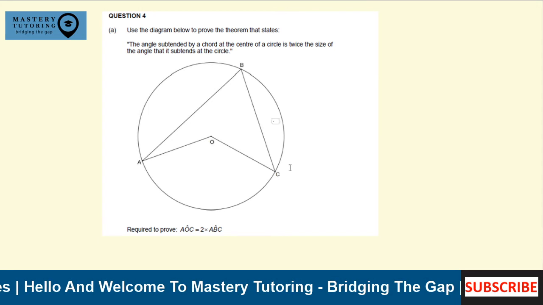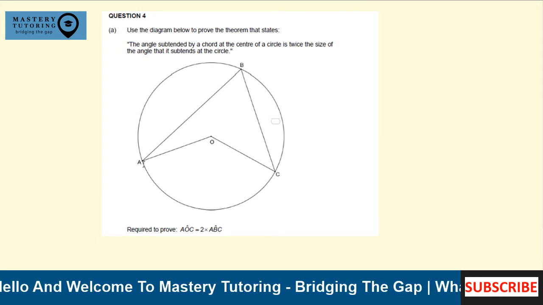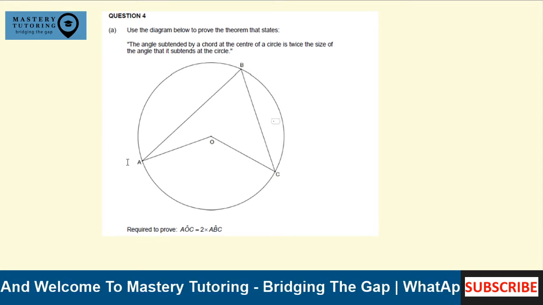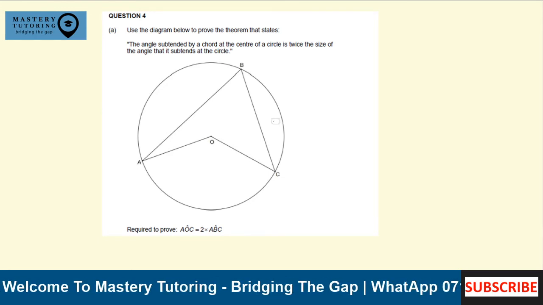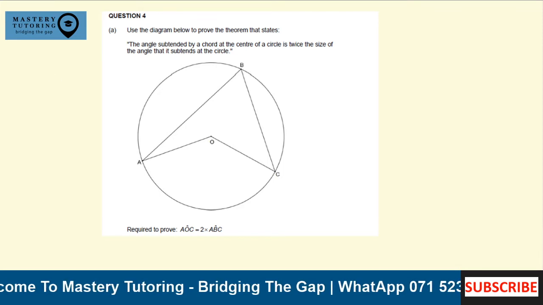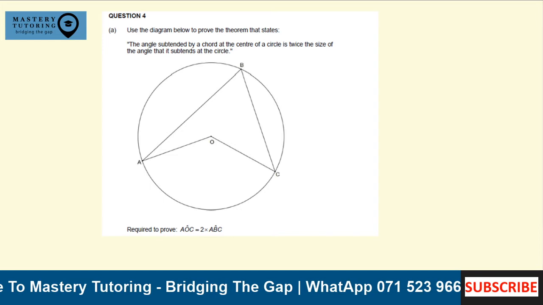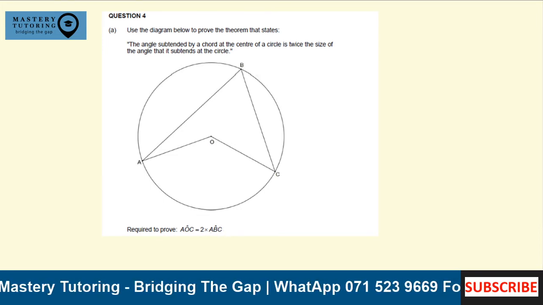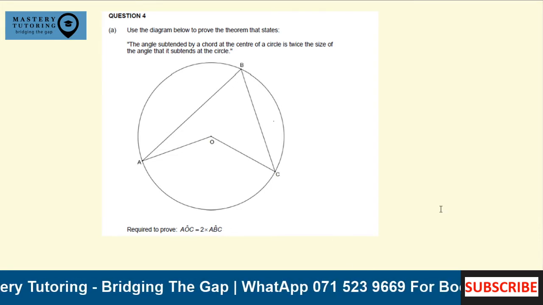All right. So we are given a circle here, and we have 3 points that are on the circle, which are A, B, C, and also we have our origin or center there, which is O. So now we are required to prove that angle AOC is equal to 2 times angle ABC. Let's go right ahead and prove that.